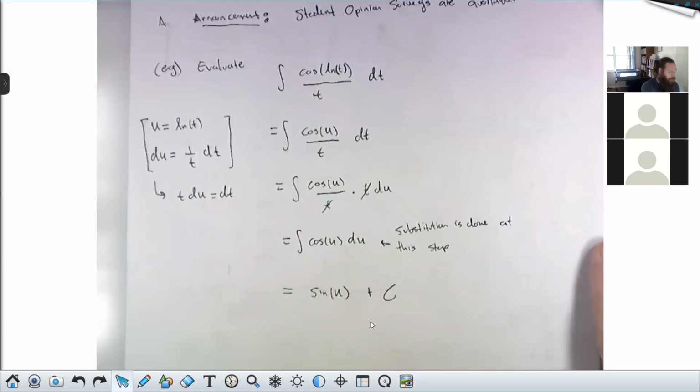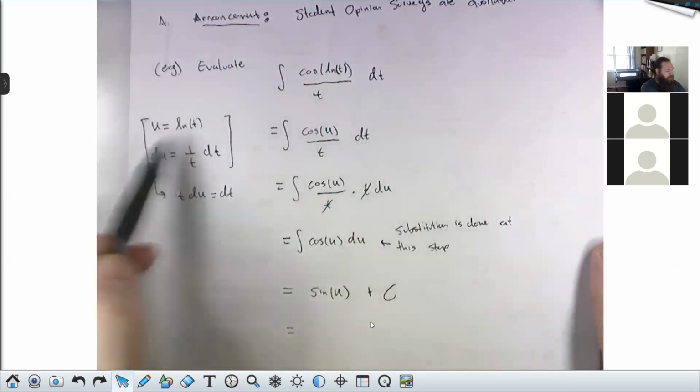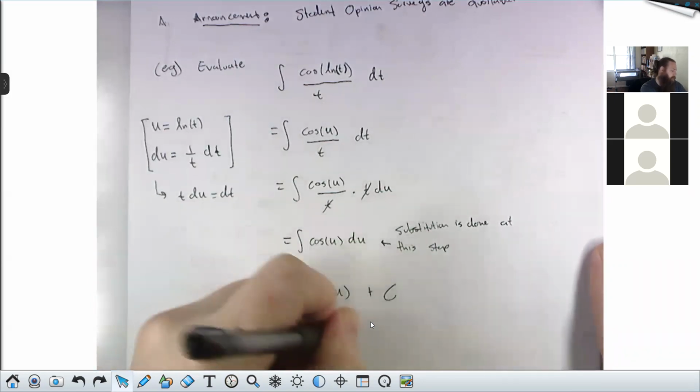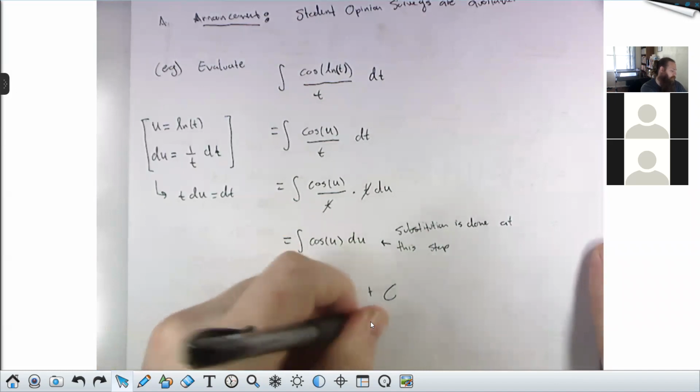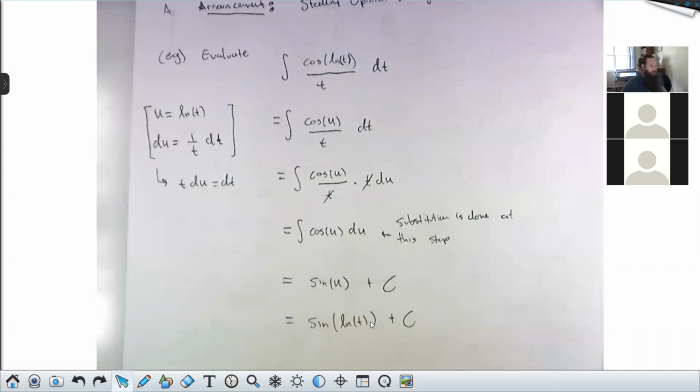And now we can plug back in. So u is the natural log of t. That means this is the sine of the natural log of t plus c. All right. This is a great problem.